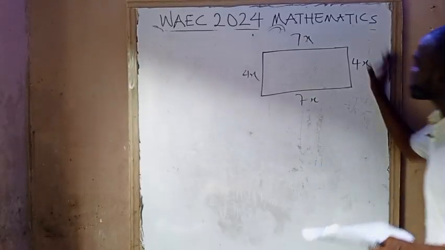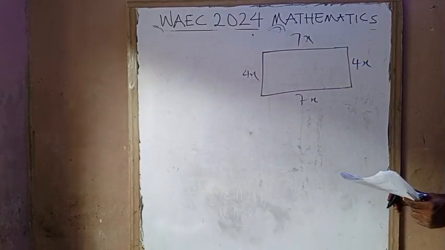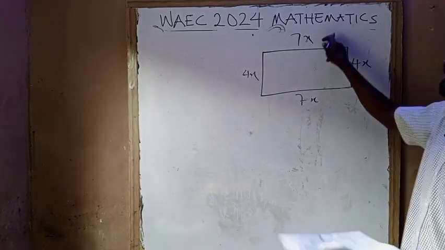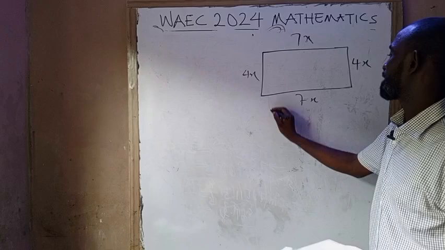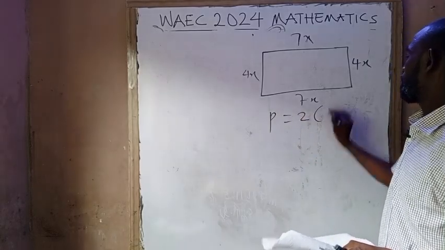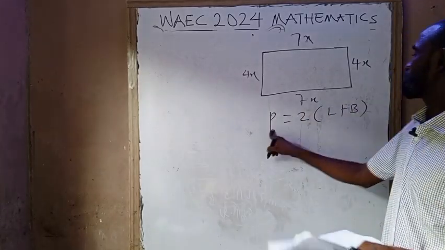Since opposite sides of a rectangle are equal, when we add everything together we have 44. We have to find the breadth. So this is the breadth, this is the length. So what's the perimeter? Perimeter equals 2 bracket a plus b. What is perimeter?